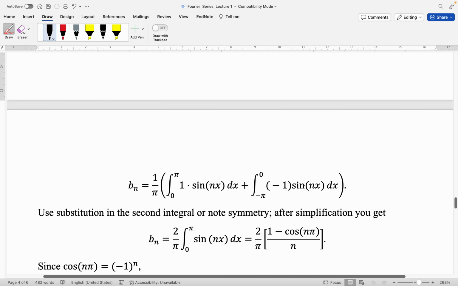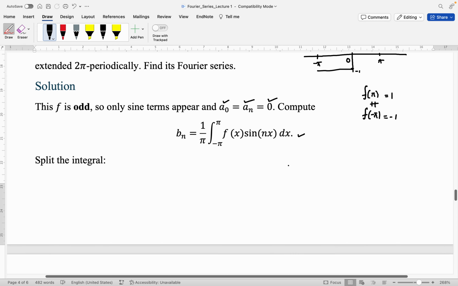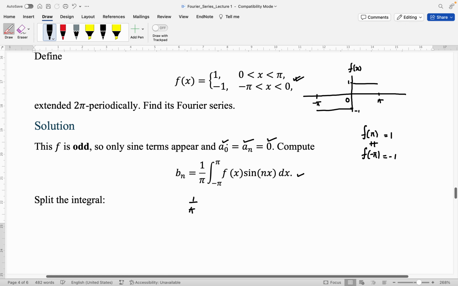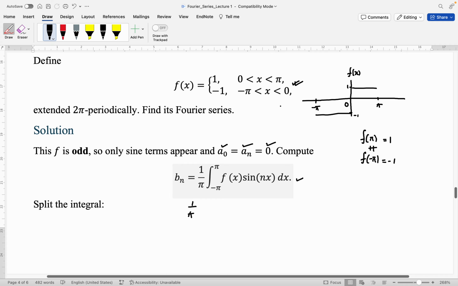But then there is a trick here. You have to split this integral. 1 by pi will be there definitely. Why do you need to split? Because the limits are different here. It is 0 to pi and minus pi to 0.